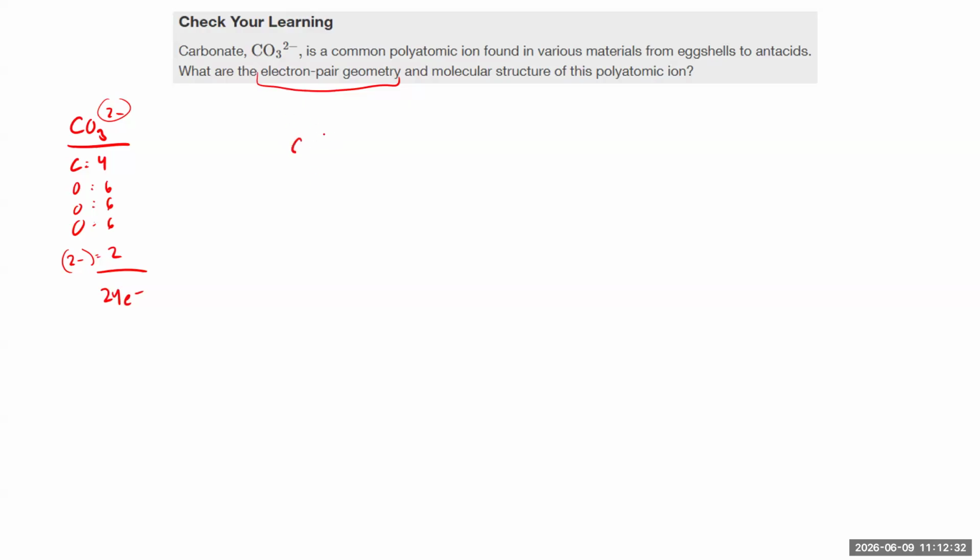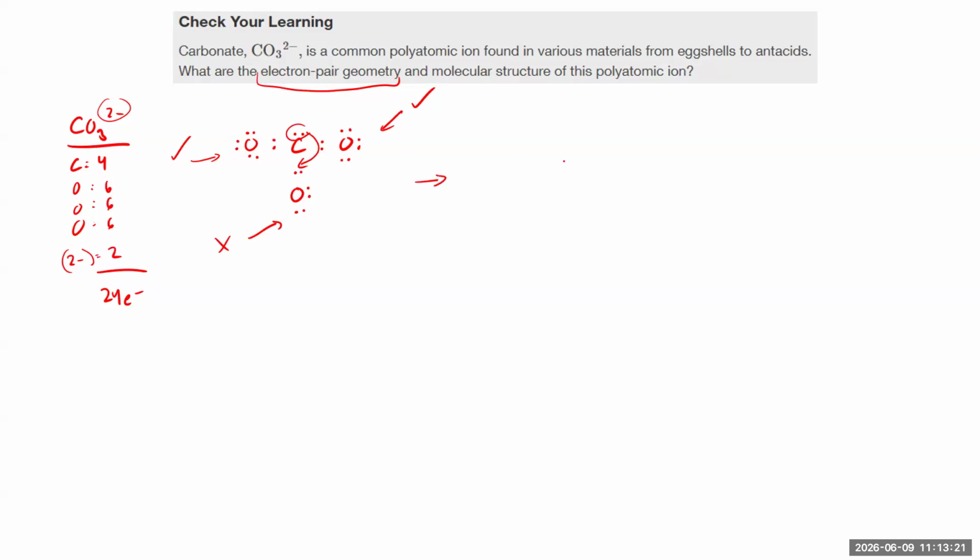We have to draw the 3D structure. Let's do the Lewis structure, sorry. C, O, O, O. And we have to put our 24 electrons. So 1, 2, 3, 4, 5, 6, 7, 8, 9, 10, 11, 12, 13, 14, 15, 16, 17, 18, 19, 20, 21, 22, 23, 24. Okay, that's it. All right. So this oxygen's happy. This oxygen's happy. This oxygen is not happy because it wants 8 electrons because of the octet rule, right?